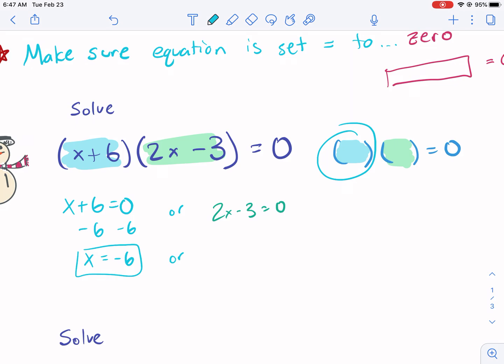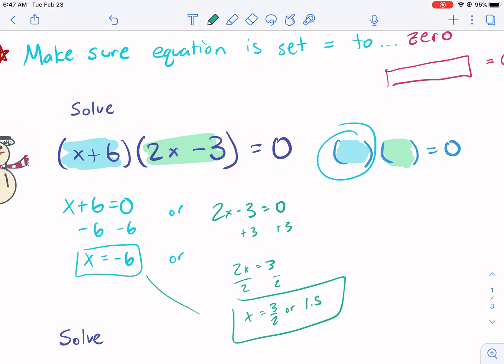Or, what's the other possibility? We're going to add 3 to both sides. We get 2x equals 3. Then we divide by 2, and x equals 3 halves, or 1.5. So we have two possibilities. X could equal that, or that. We have x equals negative 6 or x equals 1.5.